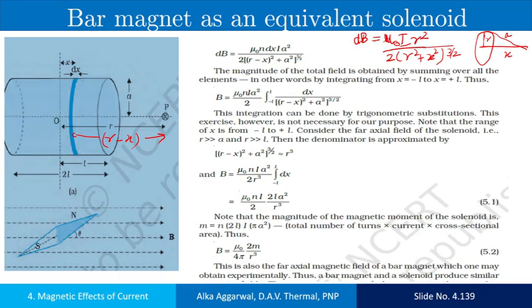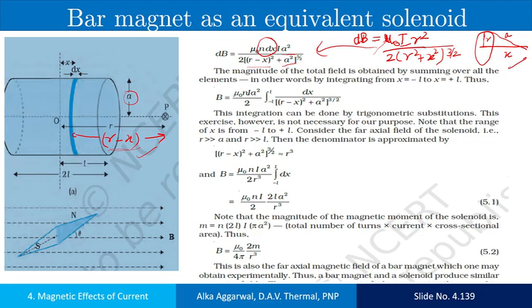If we compare this diagram and that diagram for r and x, here r is equal to a and x is equal to r minus x. So substitute these values, and this value is for a single turn. If we include the number of turns, the number of turns in the current element is n dx. So from this expression, we get this one.